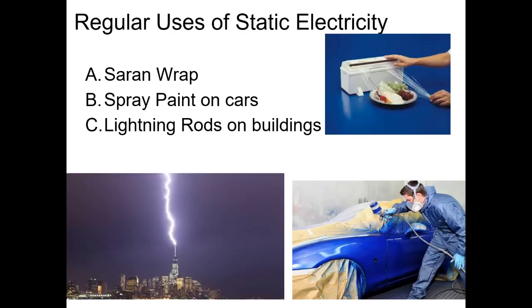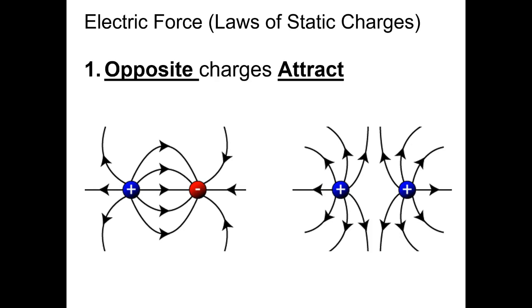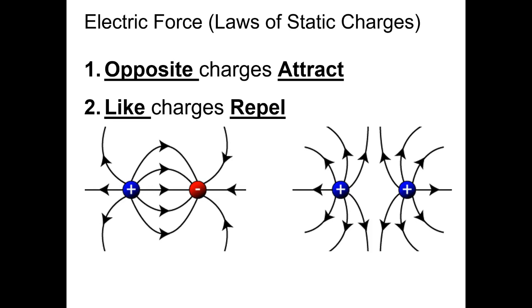Okay, regular uses for us in society of static electricity are saran wrap, spray painting on cars, and even lightning rods that we put on buildings to divert all of that charge that gets built up in clouds. Okay, the whole reason that saran wrap works, or the paint on cars works, is because of the laws of static charges, which is really just that opposite charges attract. Okay, so things that are negatively charged will stick to things that are positively charged. And then also like charges repel.